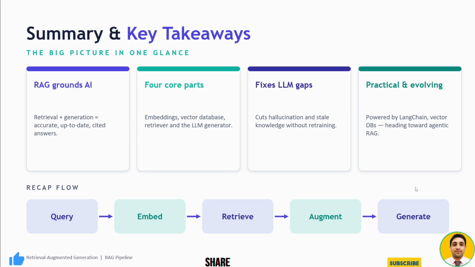To recap the entire flow one final time in a simple sequence, it starts with a query, then the query gets embedded, then relevant information is retrieved, then that information is used to augment the prompt, and finally the model generates its answer. Query, embed, retrieve, augment, generate. That's the complete RAG cycle in 5 simple words.